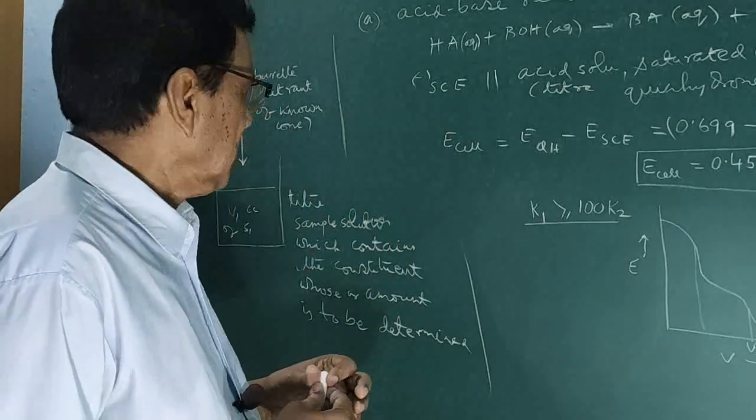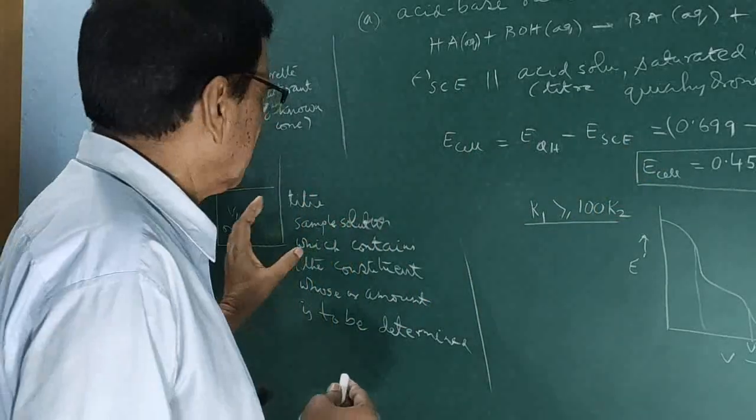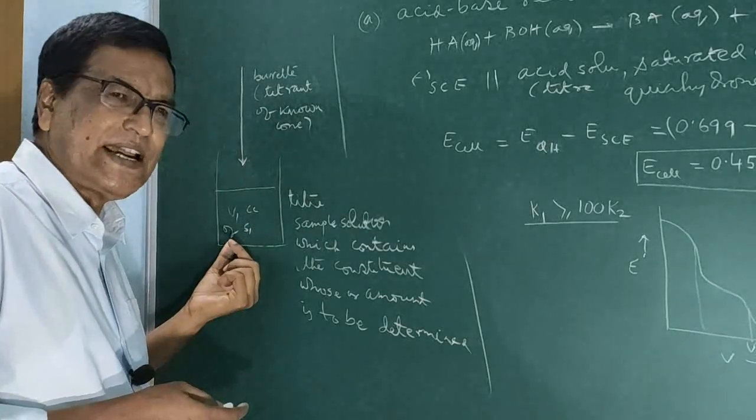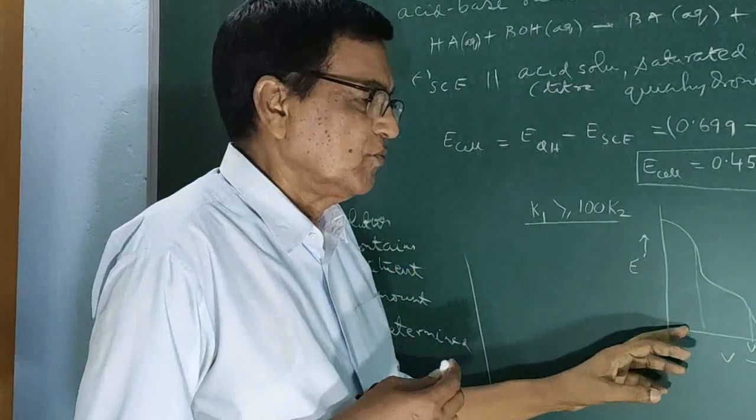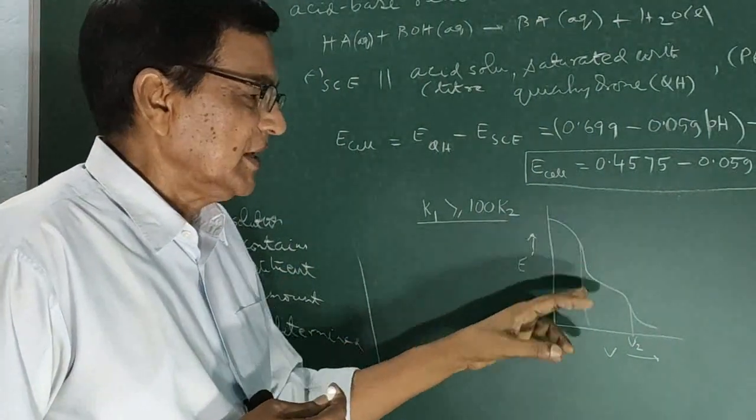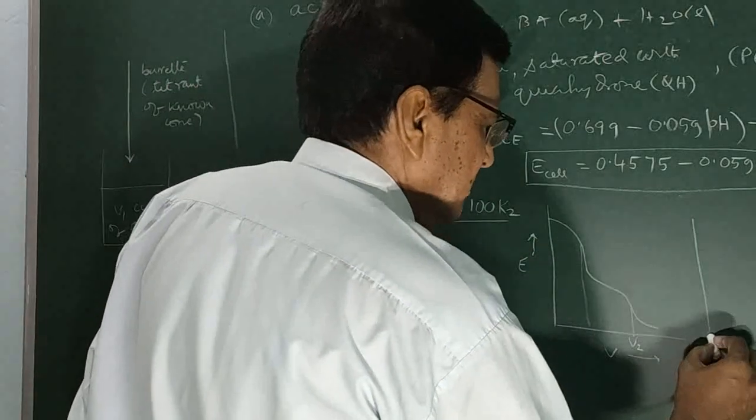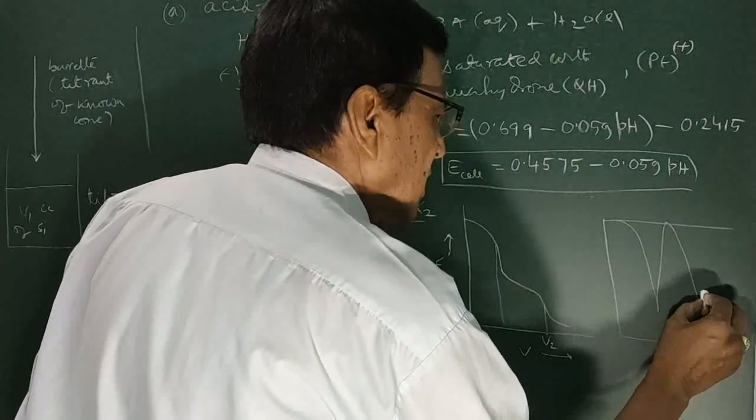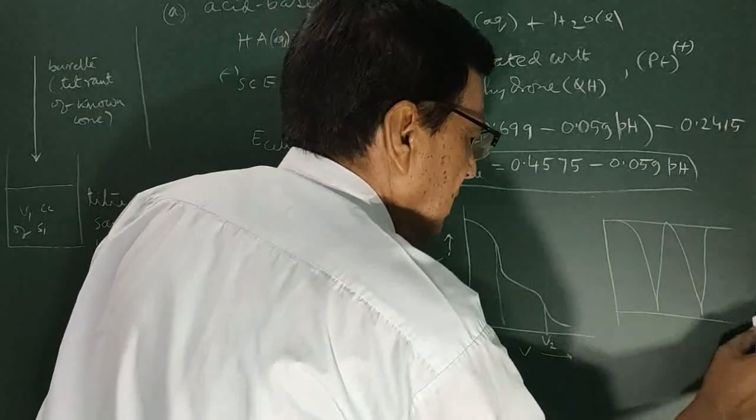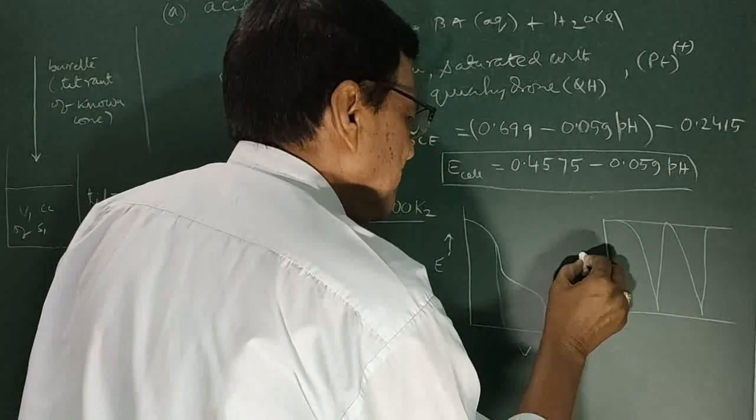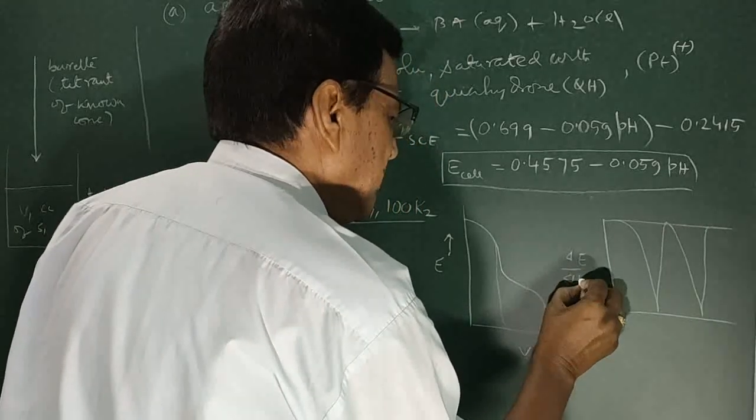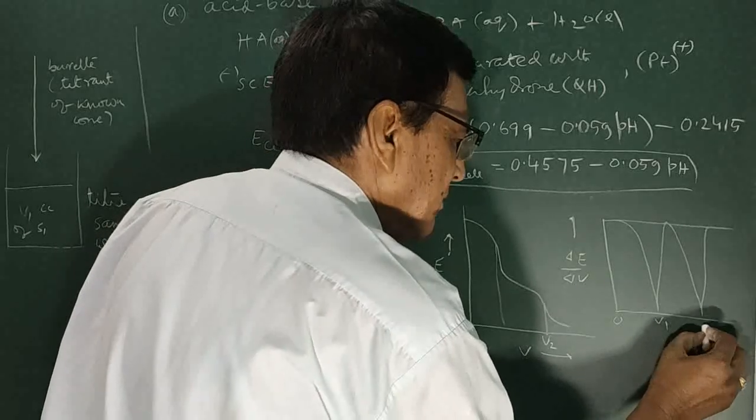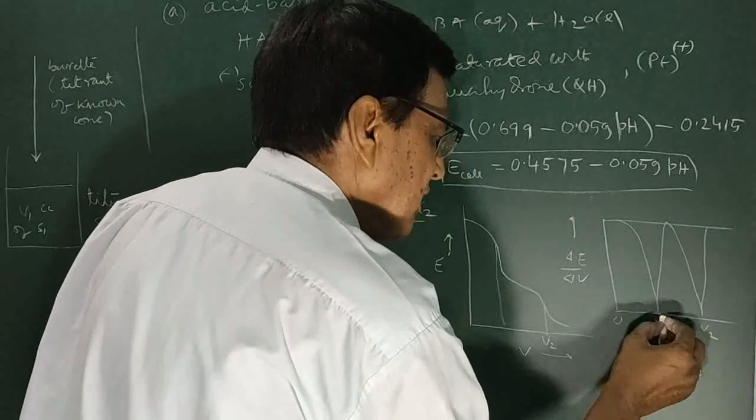Not only that, if instead of oxalic acid you take a mixture of 2 acids, one a strong acid and the other a weak acid, suppose hydrochloric acid and acetic acid, then this type of curve we can also obtain, and the curve will be like this, with del E by del V on the y-axis, and here V, and here V1 and here V2 and here V2 dash.